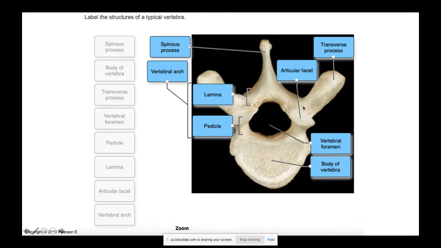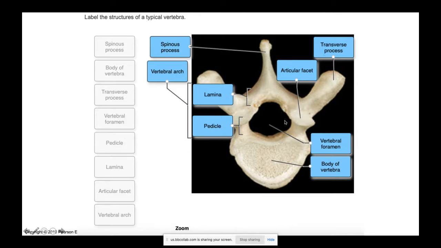There are articular facets on top of the vertebrae, and then there are articular facets on the inferior surface of the vertebrae. And a facet is just a smooth surface for another vertebrae to attach or articulate to. So there are going to be superior articulating facets and inferior articulating facets. The direction of the facets indicate the direction that the vertebrae will move.